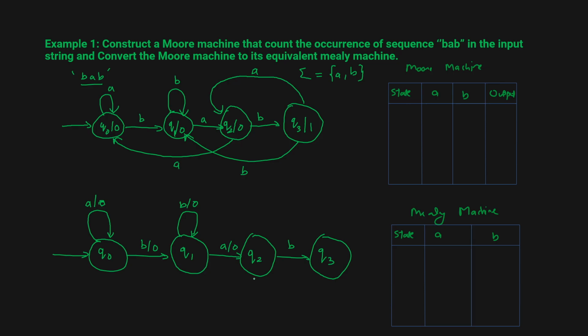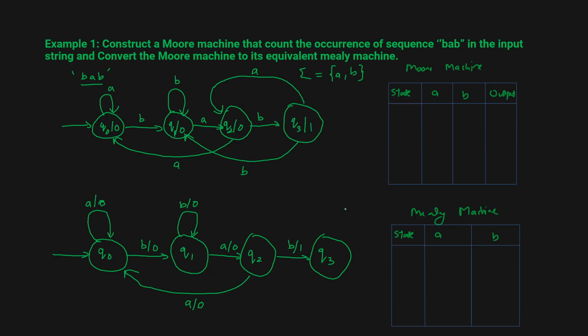If you get input A, you're going to Q0. And in Q0, the output is 0. So A/0. And if you get input B, you're going to Q3 over here, where the output is going to be 1. So let's write it down, B/1.